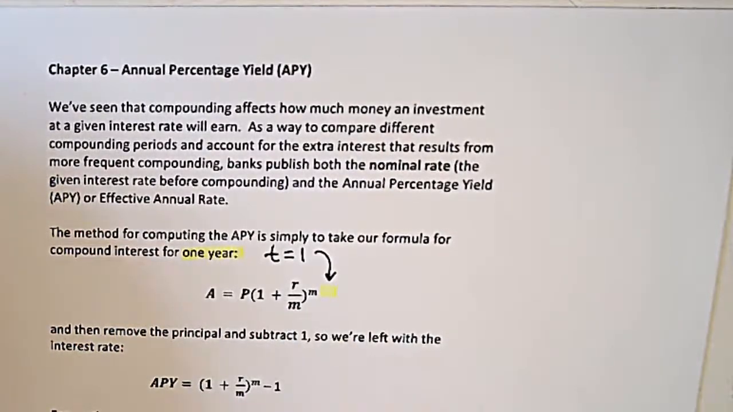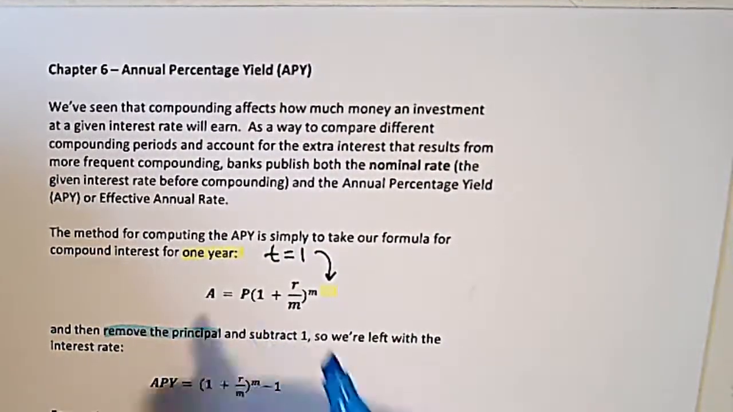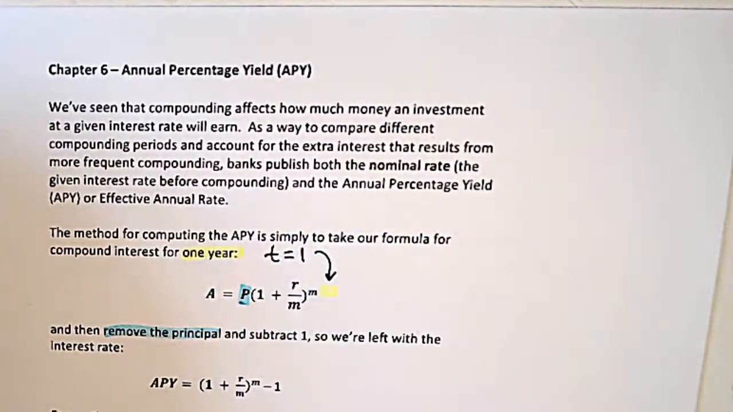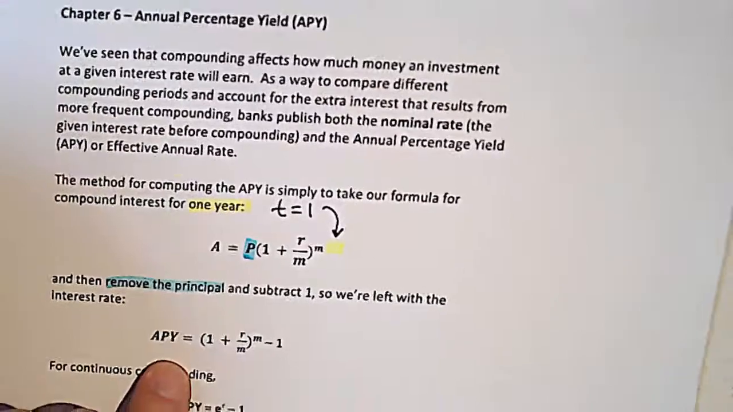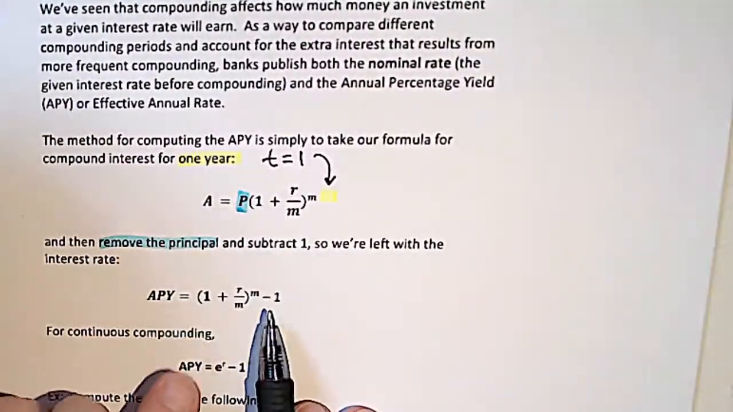Then what we're going to do is remove the principal, which is right here. We're going to take out the principal. And so there's no principal right there. Let me scooch up so you can see a little bit better. There's no principal sitting in front. And then we're going to subtract 1.